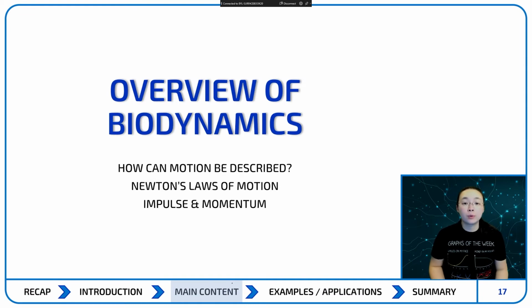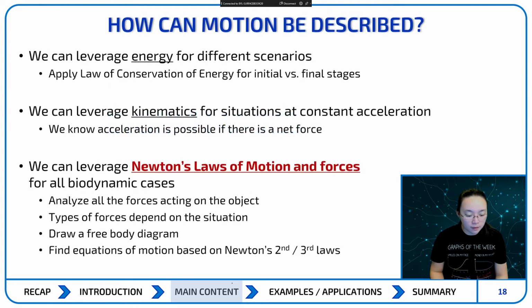So now let's go through an overview of biodynamics. First, I want to talk about how motion can be described. Afterwards, we're going to talk about Newton's laws of motion, which is absolutely crucial in order to analyze movement, and then a brief overview of impulse and momentum.